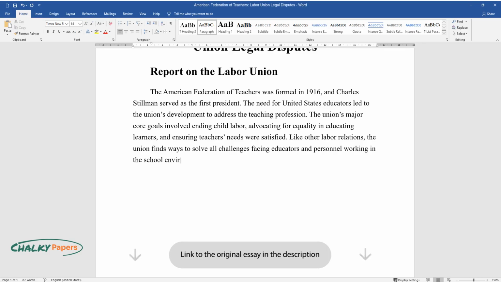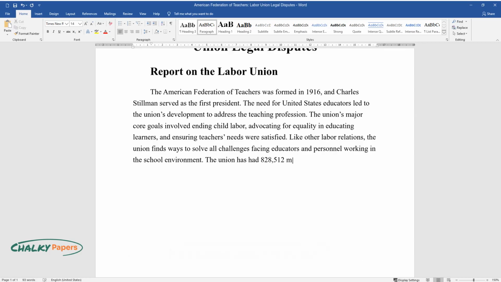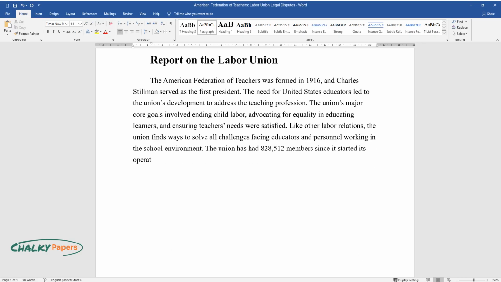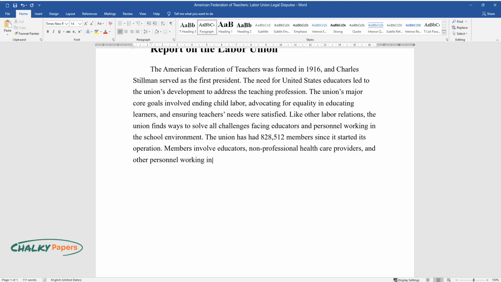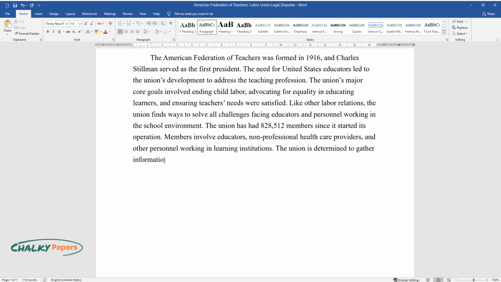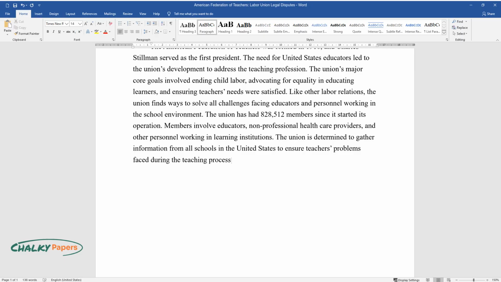school environment. The union has had 828,512 members since it started its operation. Members involve educators, non-professional healthcare providers, and other personnel working in learning institutions. The union is determined to gather information from all schools in the United States to ensure teachers' problems faced during the teaching process are assessed and solved.